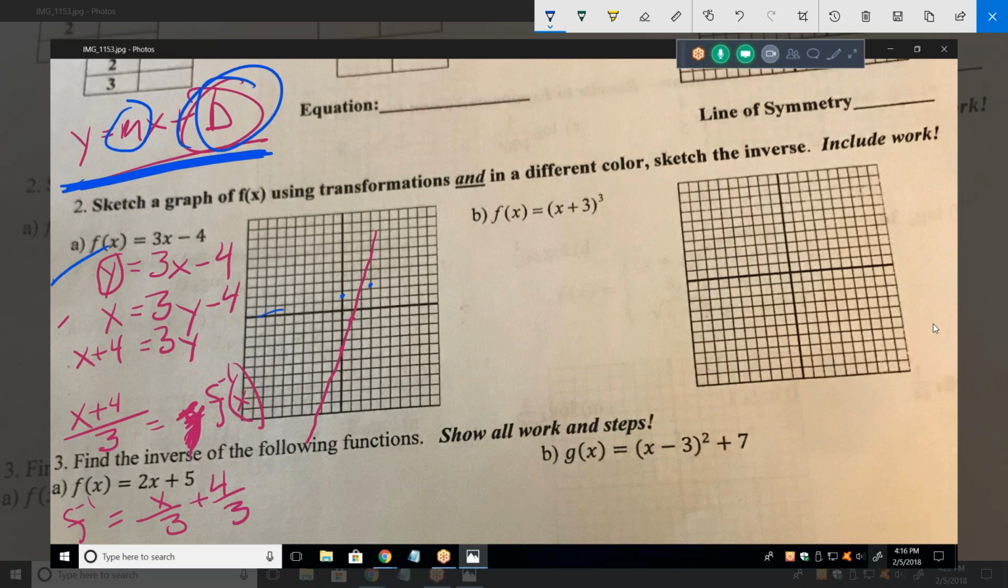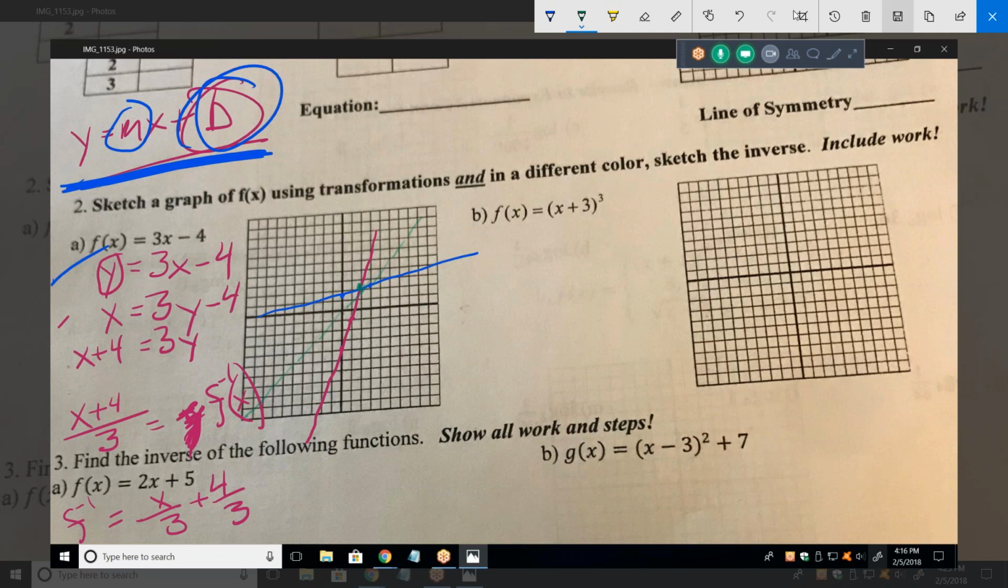Connect those two. And I've done exactly as they asked. I've graphed it. I've put it in a different color. I've sketched the inverse. We're done. Now, it is worth noting. Notice the blue and the red lines are reflections about that green line, y equals x. All three of them should go through that point right there. But that's all it is, a reflection about that line.